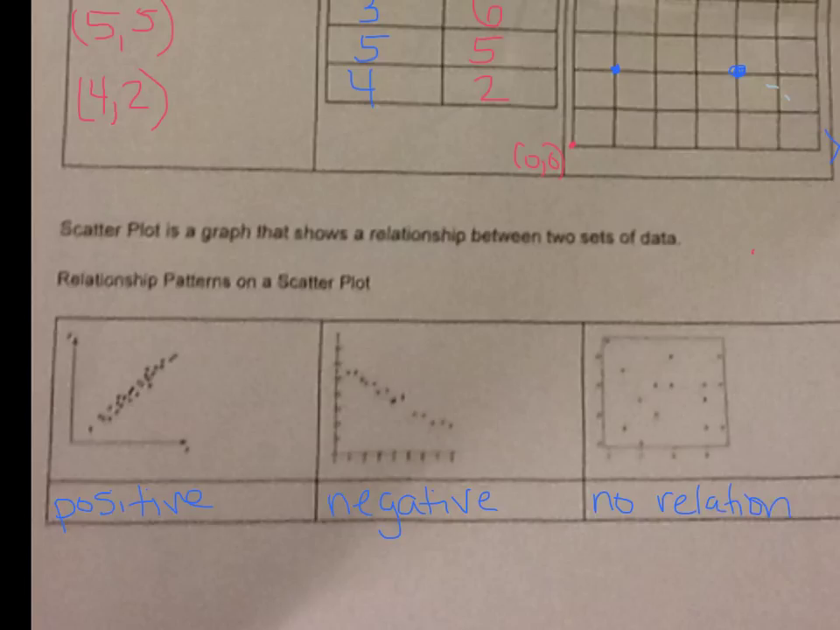Now, you're going to learn a lot more about relationship patterns on scatter plots tomorrow. But if something has a positive relationship, that means that when one thing is increasing, the other item is increasing. So, for example, the more food I eat, the more weight I would gain. So as my food intake increases, my weight would increase as well. That would show a positive relationship.